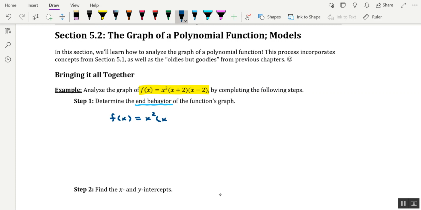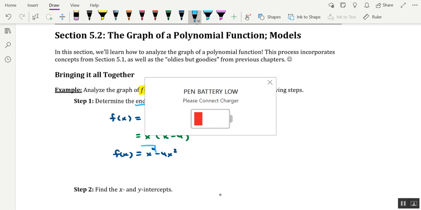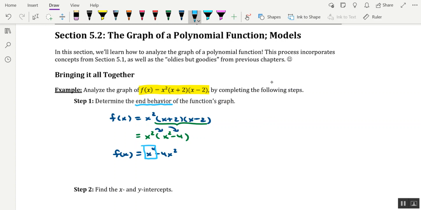let's go ahead and multiply a couple of these factors out. I recommend doing these two first to get x squared times x squared minus 4, and then clearing parentheses to get x to the fourth minus 4x squared. Now the reason why we need the standard form is because end behavior is dictated by the leading term, which the leading term in this case is x to the fourth.